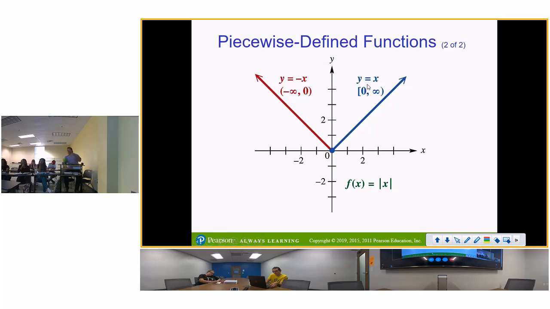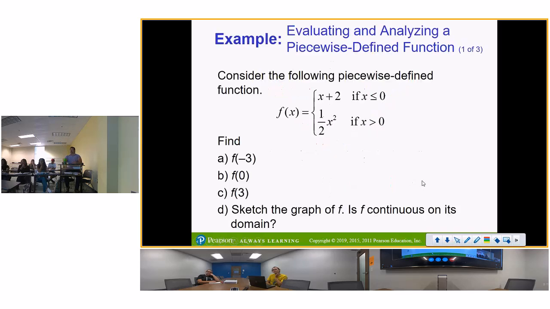Now, this is not the best way to define a piecewise function, using a function that you usually don't relate to a piecewise function. So we're going to move on until I show you one that you can actually see the piecewise. Okay, there is a piecewise function.